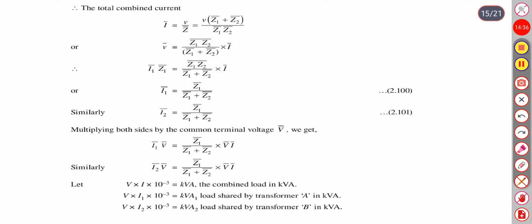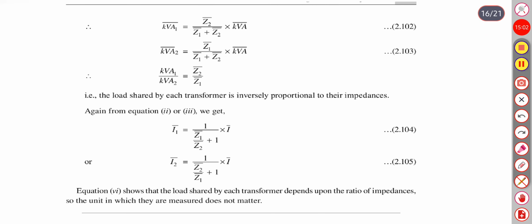And multiplying both sides by V, we will get the kVA rating, and VI multiplied by 10 to the power minus 3 gives the kVA rating. VI1 will give the kVA rating of transformer A, and VI2 will give the kVA rating of transformer B. From this, the relation we have seen is that kVA ratings are in inverse proportion to their impedances.